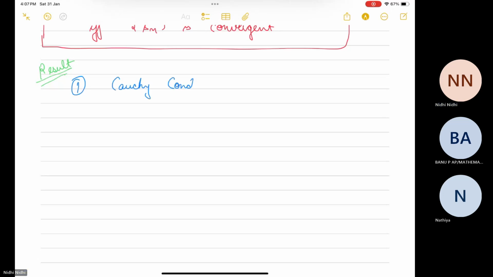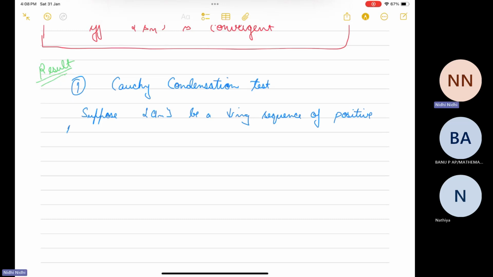Cauchy condensation test. It says that suppose an is a sequence, a decreasing sequence of positive real numbers. An is a sequence whose each term is positive and the sequence is decreasing. Decreasing sequence of positive real numbers.